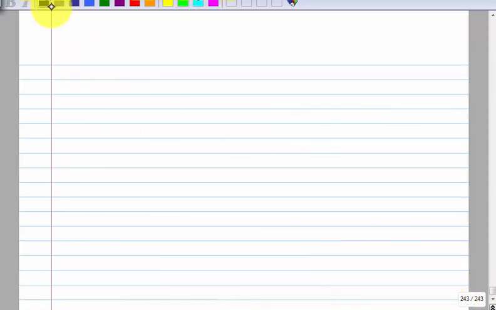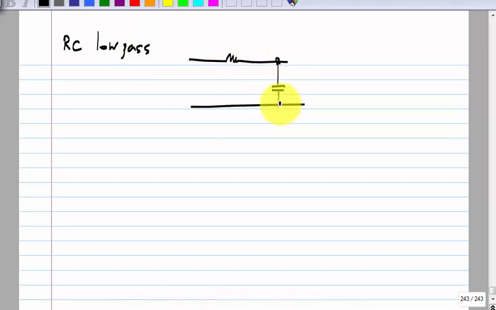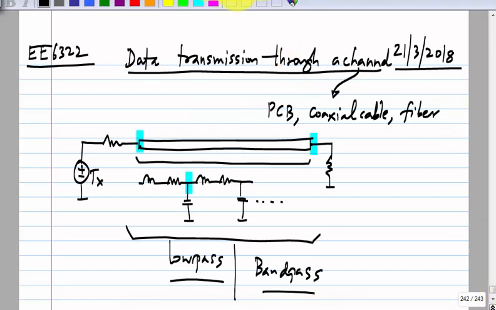Now, what does the characteristic look like? First of all, if you have an RC low pass, if this is your channel, by the way, this combination of L, R and C and probably even a loss resistance here, this is a very general model, it applies to everything.